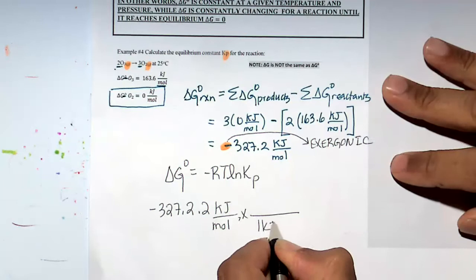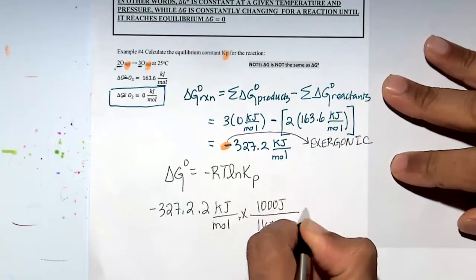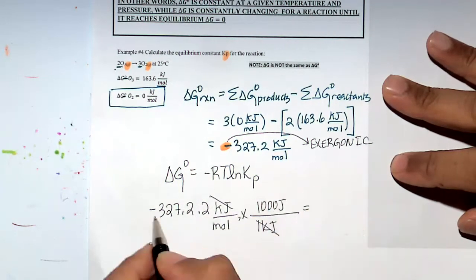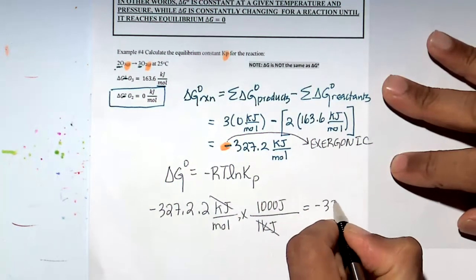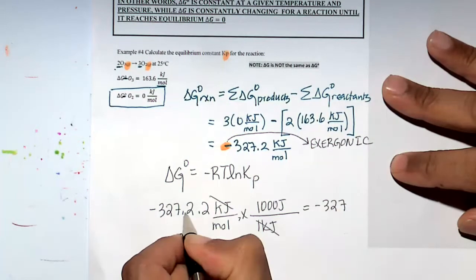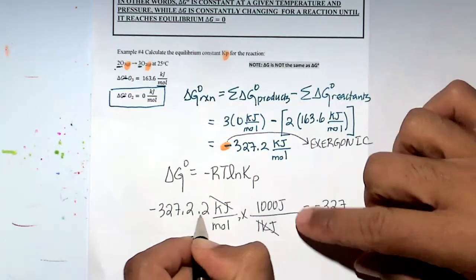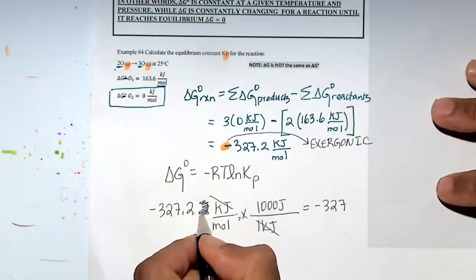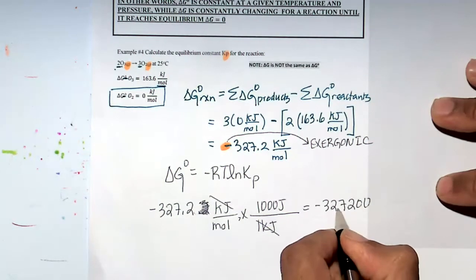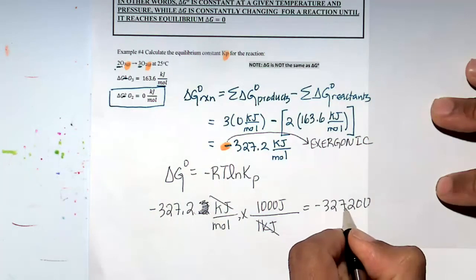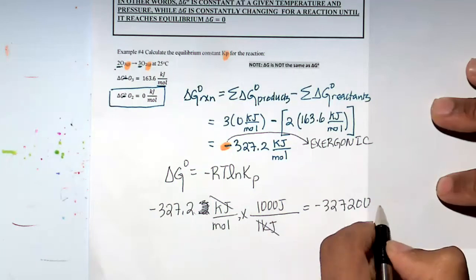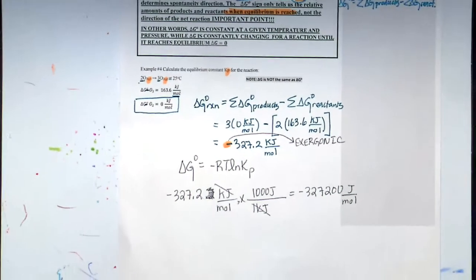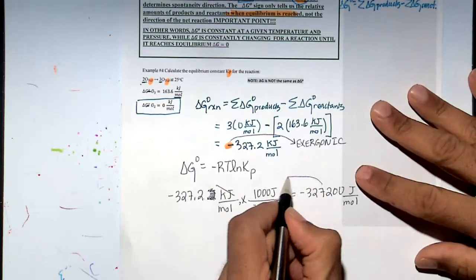1 kilojoule is 1,000 joules, right? Is that right? Yes. Kilo cancels, kJ cancels, so this is minus 327,200 joules per mole. 1, 2, 3, yeah. Okay. So let's convert that to joules per mole, and now let's plug that in here.